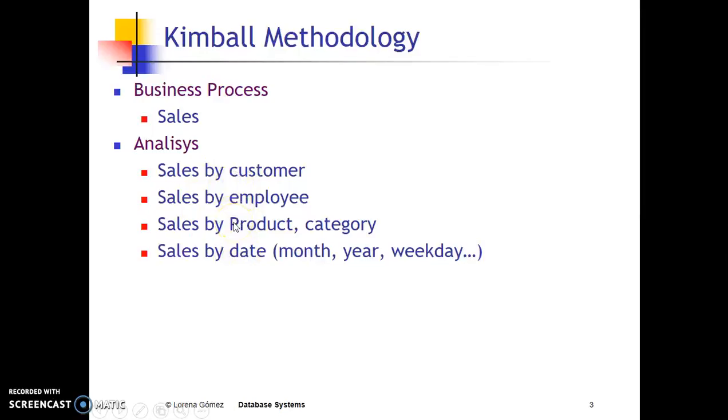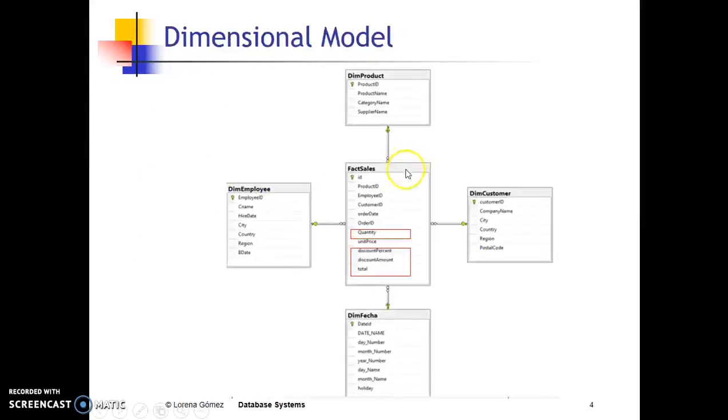The dimensional model that we created has one fact table where we have information about the metrics: the quantity, the unit price, the discount amount, and the total. The total amount and the discount amount are calculated. And also we have different dimensions like the product, with information about the products, the customer, the date dimension, and the employee.